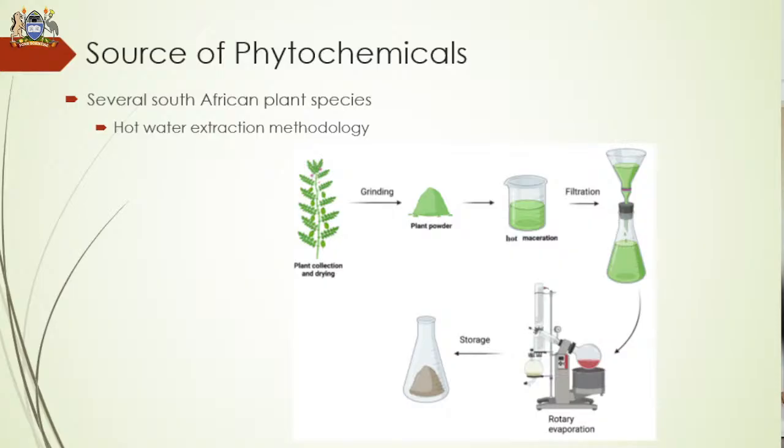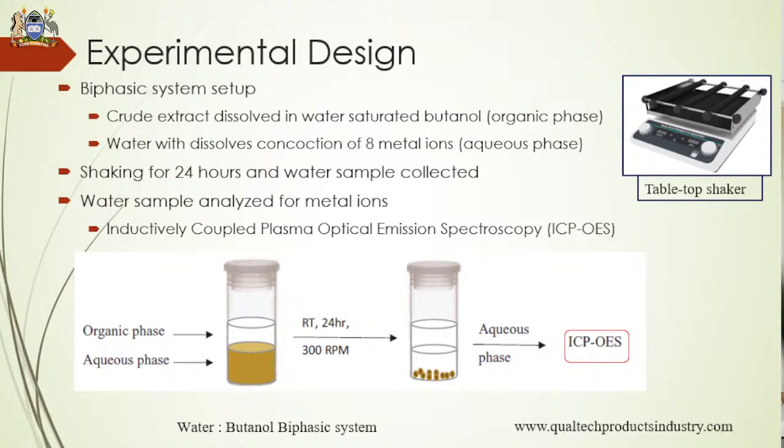In the experiment we did, we collected the plant material, dried it, ground it, extracted with water, and then extracted the phytochemicals using a rotavap to get the dry materials, the flavonoids. In our extraction process, we use a biphasic system with an organic layer, mainly butanol saturated with water, and an aqueous phase containing the metal ions. We place them in a table shaker, where the phytochemicals extract the metal from the aqueous phase and form a precipitate.